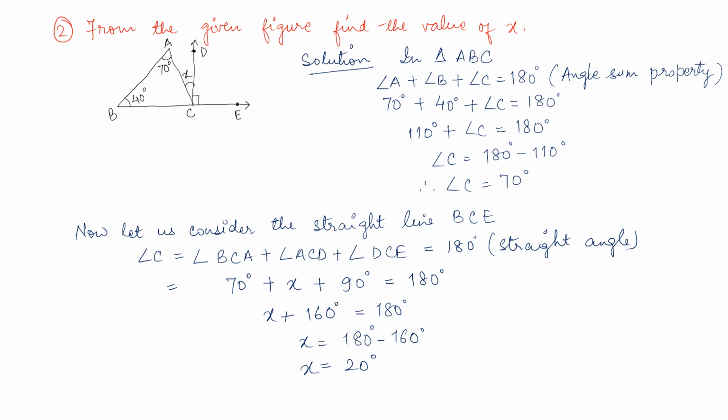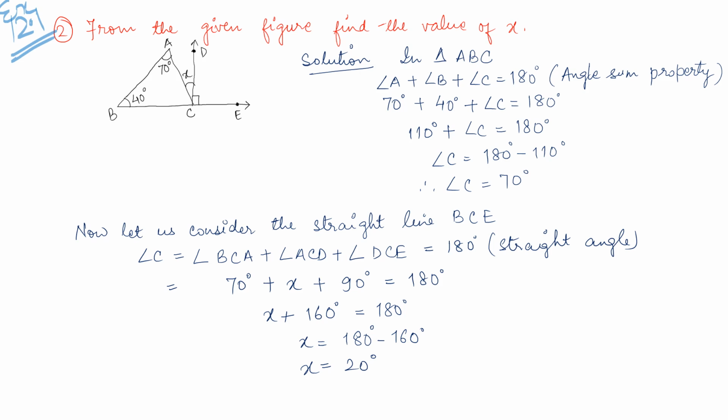Talking about the exercise, this is exercise 12.1 of your book. Some of the questions are done here. From the given figure, find the value of x. A figure is given here. I hope you can see. This is a triangle, and from C a perpendicular is drawn. Between the perpendicular and AC is angle x.